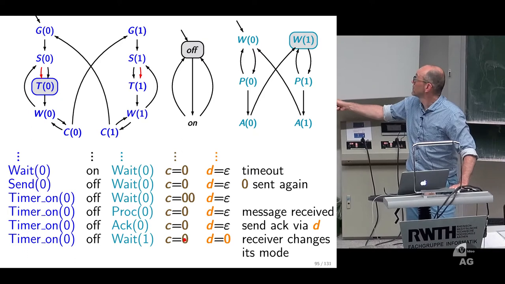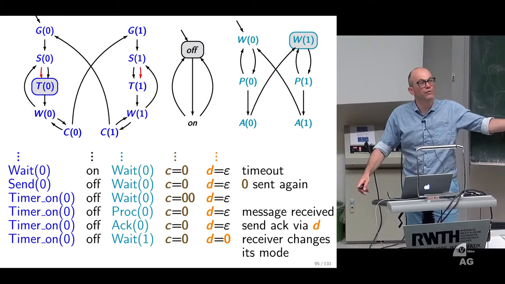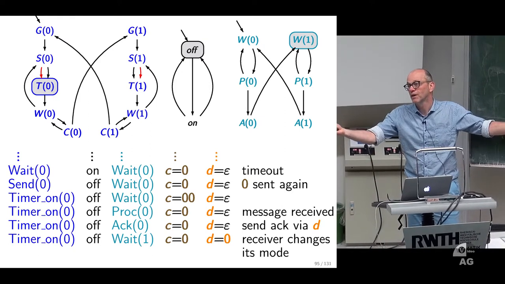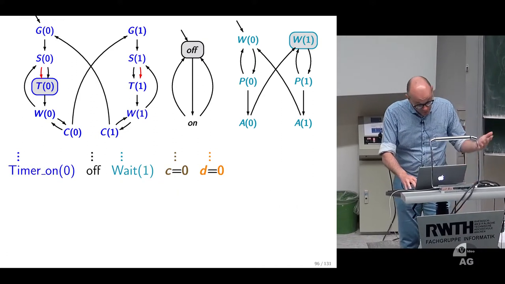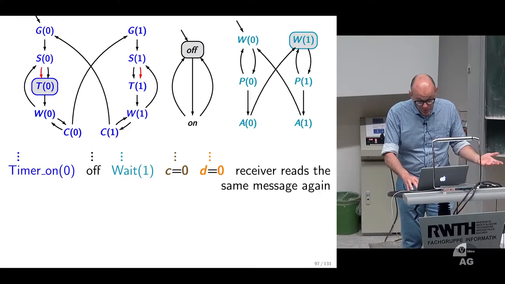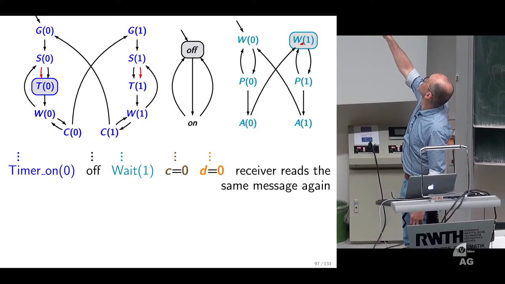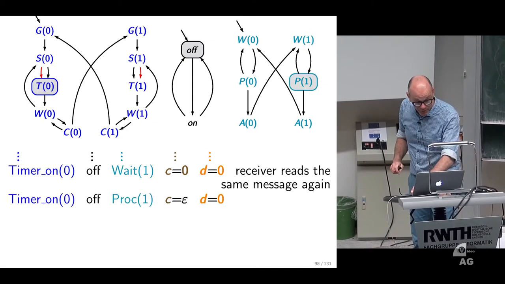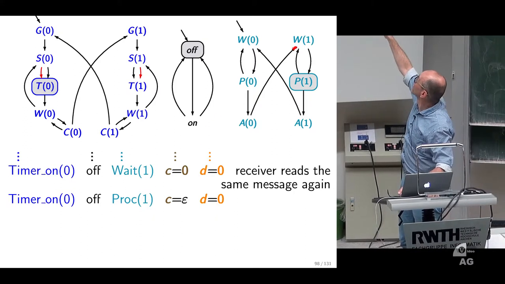It's going to get this zero because that was a retransmitted message, because the sender thought something went wrong, so I'll retransmit. The receiver said, well, I received the first message and now I get another zero. So what happens is we get this. The receiver reads the same message again. It's waiting for a message. So let's get this message. Now it's going to check, is this the message I'm waiting for? No, because it's waiting for a one.